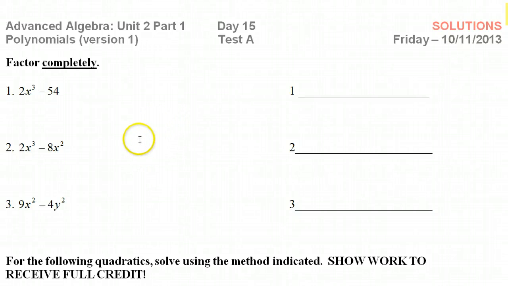Okay, well this video is going to cover what was version 1 of the polynomial test of Unit 2 Part 1. So let's go ahead and just get right to it.